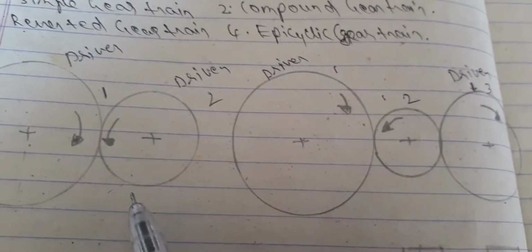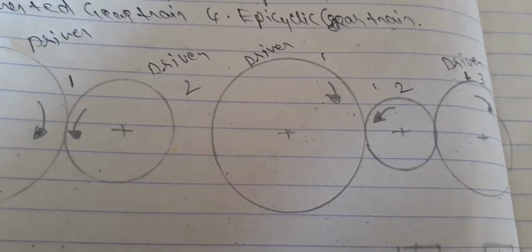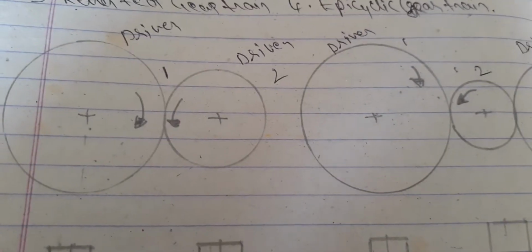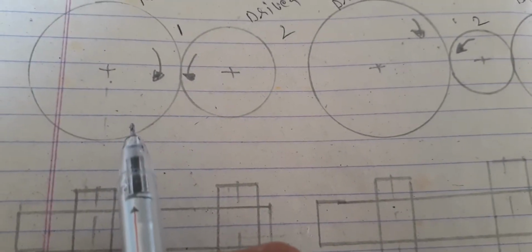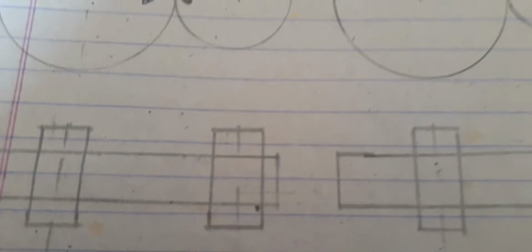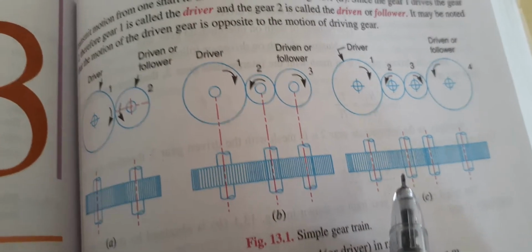These are the simple gear trains I have shown here. One will be a driver and another will be a driven. So what is a simple gear train? When there is only one gear on each shaft, it is known as a simple gear train. Okay, so you all can see here, these are the simple gear trains.